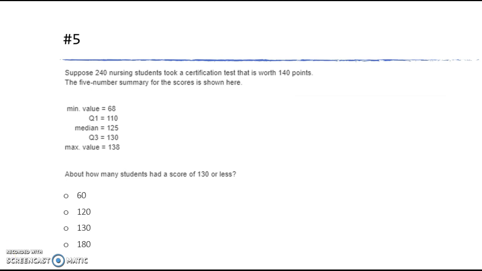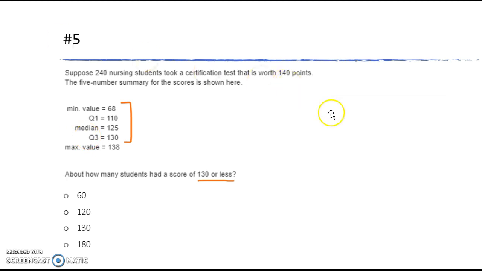Question 5. Suppose 240 nursing students took a certification test that is worth 140 points. The 5-number summary for the scores is shown here. You get your minimum, your first quartile, your median, your third quartile, and then your maximum value. The question says about how many students had a score of 130 or less. So I know that this is the amount of numbers that I care about, the scores of 130 or less. That would be these right here. And that 130 is my third quartile mark.